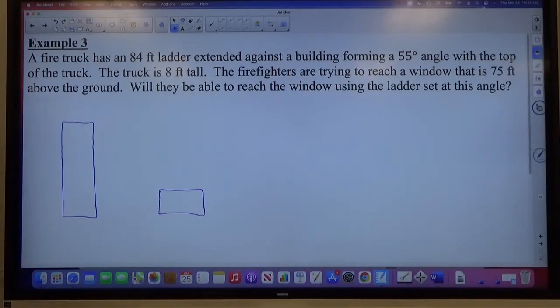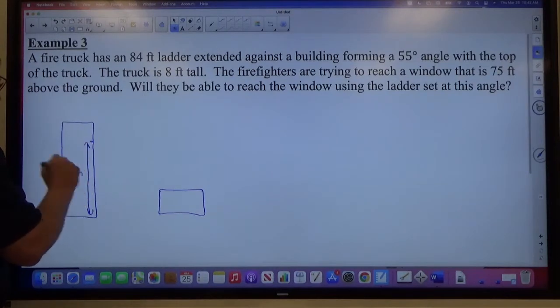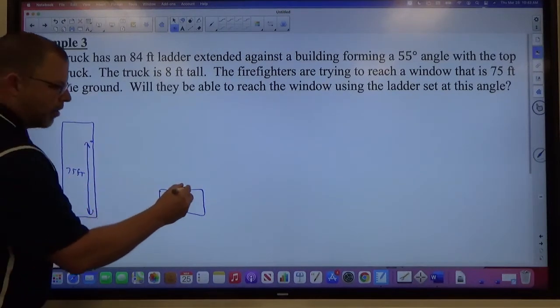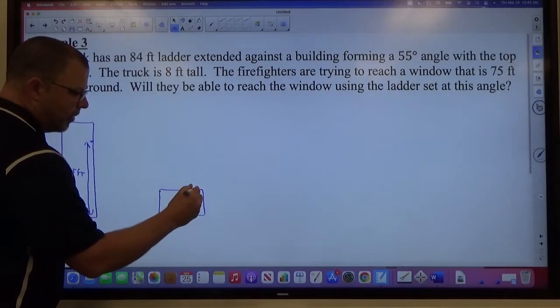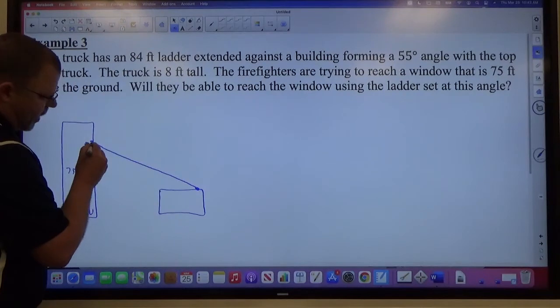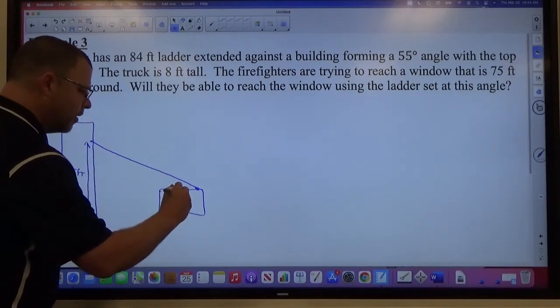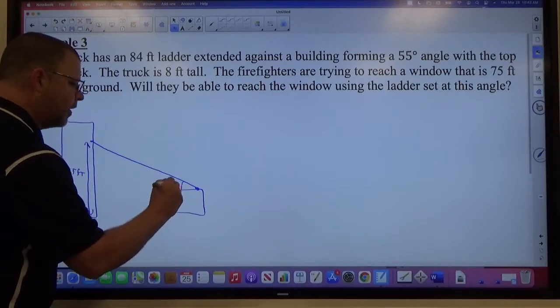The window's 75 feet above the ground. So there's a window in the building. Let's just say the window's right here. And the distance from the ground to the window is 75 feet. The ladder is being extended from the truck. Let's just say the ladder is extended from here, and they're going towards this window over here. And it says the ladder makes a 55-degree angle with the truck. So there's my 55-degree angle.